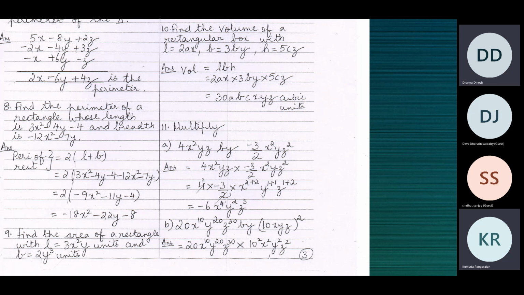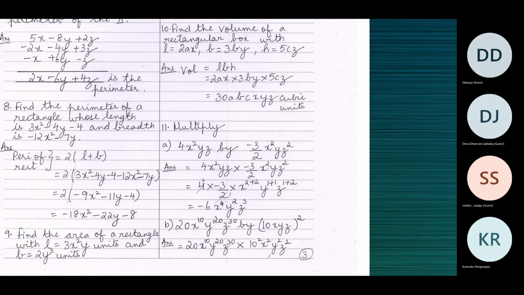Sindhu and Sanjay have shared the picture. All right. So this is 20 into x to the power 10 into y to the power 20 into z to the power 30 into 10 square. So now this power 2 is applicable to every term in the bracket.